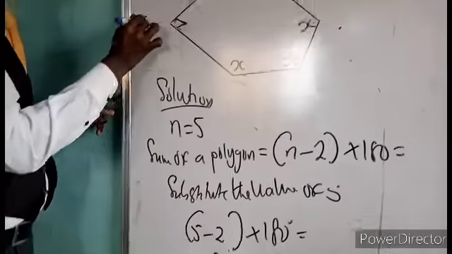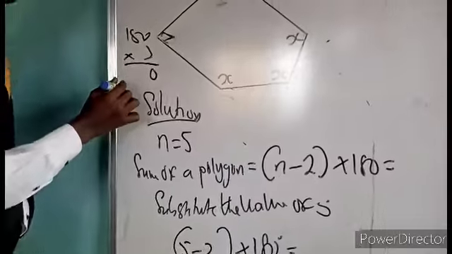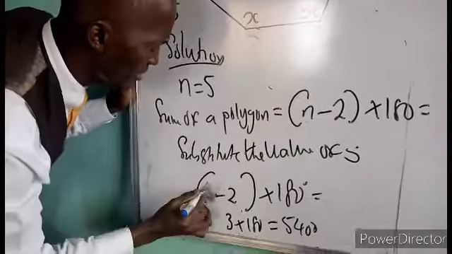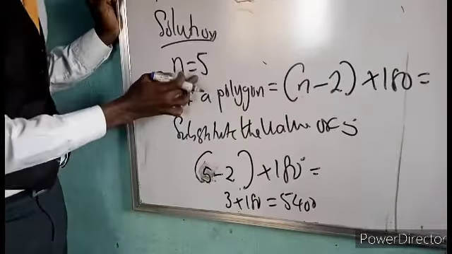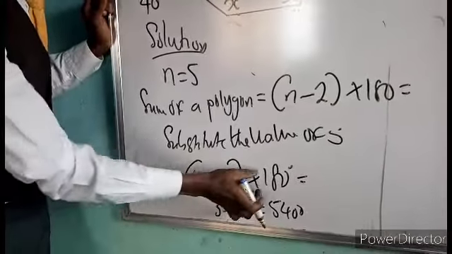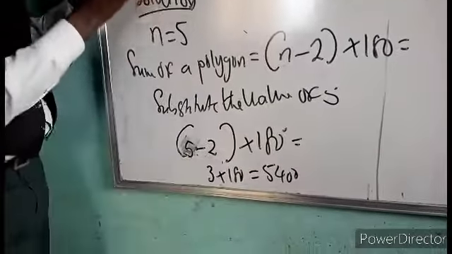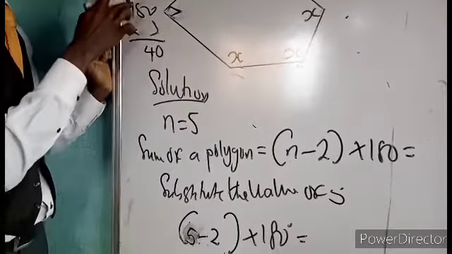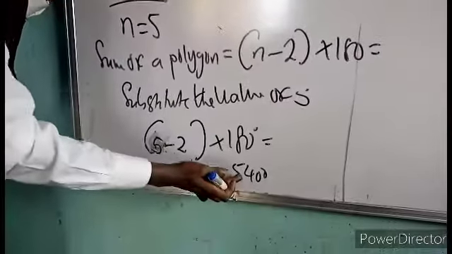Let's prove it. 180 times 3: 3 times 0 is 0, 3 times 8 is 24, I put down the 4 and carry 2. Let me write it bold. Do you understand how I got the 5? One, two, three, four, five, inside the sum of a polygon. This is a basic formula. So I'll now substitute it to get the degree. 5 take away 2 gives us 3. 180 times 3: 3 times 0, 0, 3 times 8, 24, put down 4, carry 2. 3 times 1 is 3, plus 2, that's 5. So I have 540 degrees.